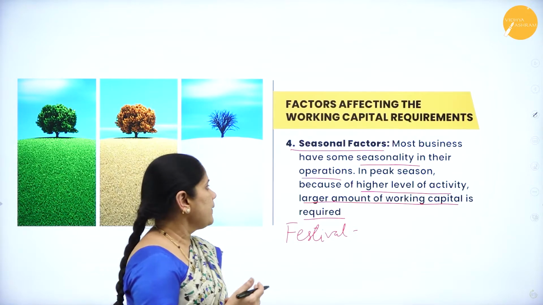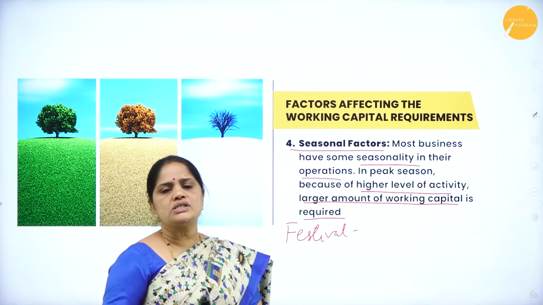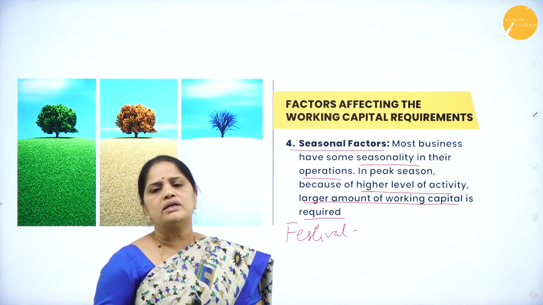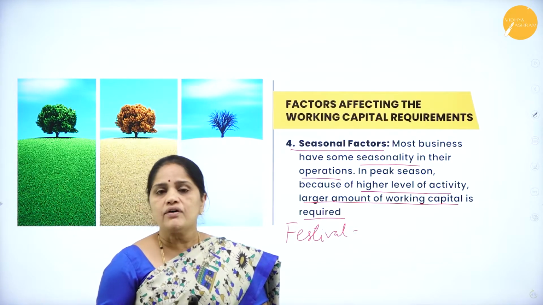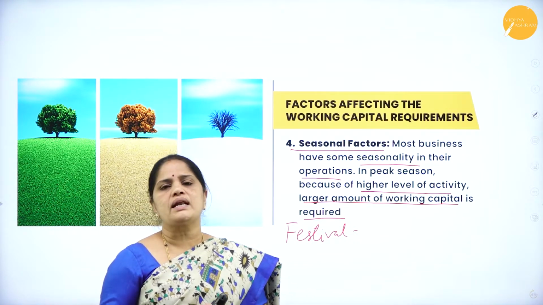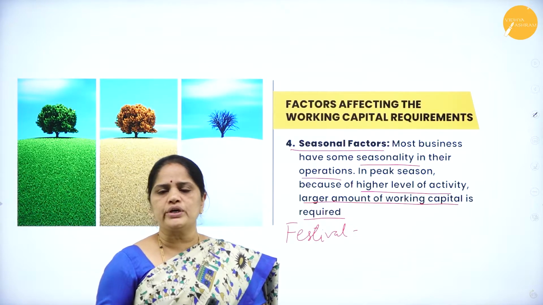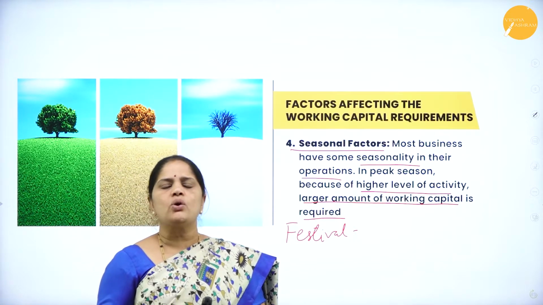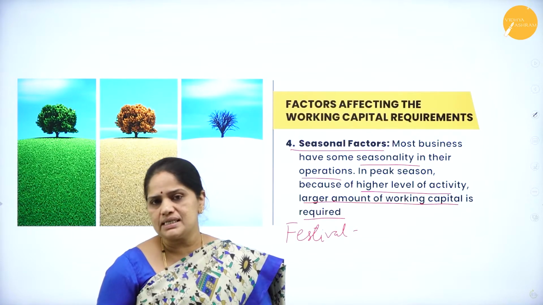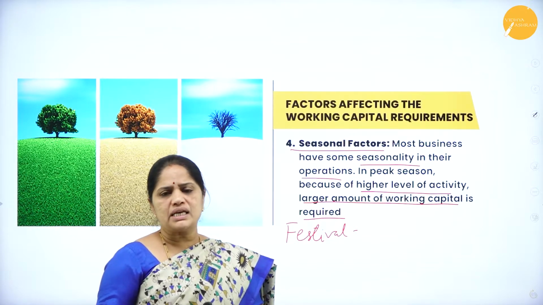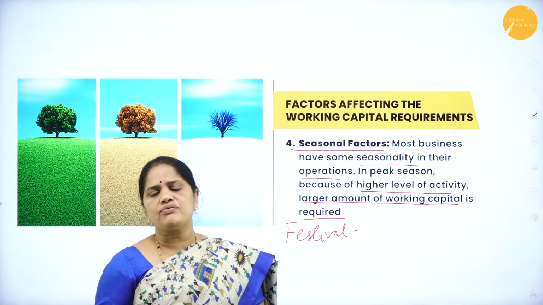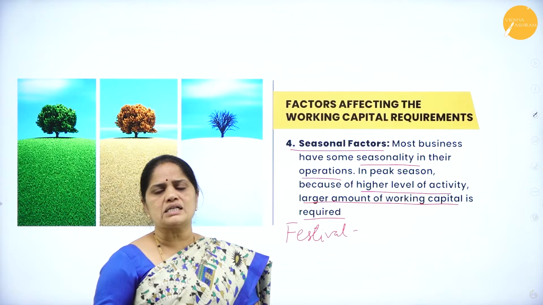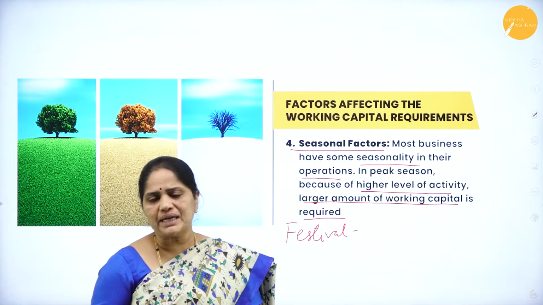So, depending on the season, the peak season or the off season, the fixed capital will be decided. The seasonal factors also refer to those products which are sold during particular seasons. For example, raincoats and umbrellas will be sold more during the rainy season, and woolen clothes will be sold more during the winter season, and also books, bags, uniforms, etc. will be in more demand whenever the school starts or at the beginning of the academic year.